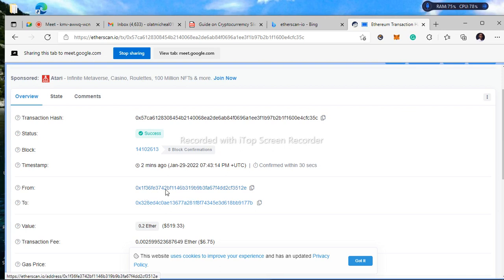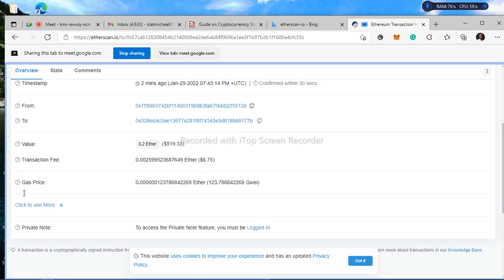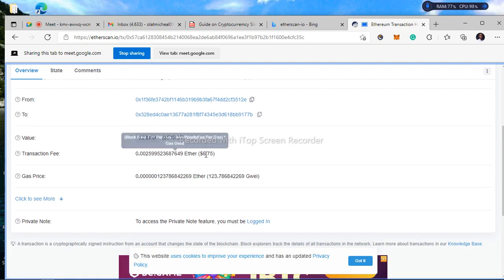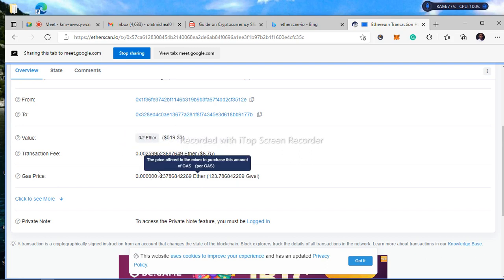So now this is the wallet address that transferred it. I don't know if you can see my screen. Okay, we can see the screen. This is the transaction, the wallet address, and this is the person that received the Ethereum. Now the value of Ethereum that was sent is 0.2 Ether, and the value in dollars is about $519, approximately $520. Let's just say $520. Now the transaction fee that was paid on this transaction was $6.75, and this is the gas fee. So I'm sorry, the gas price.